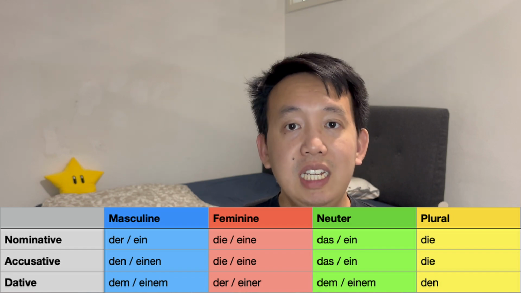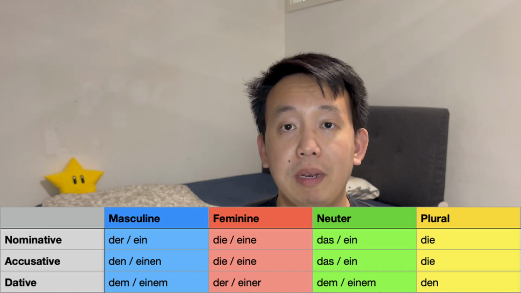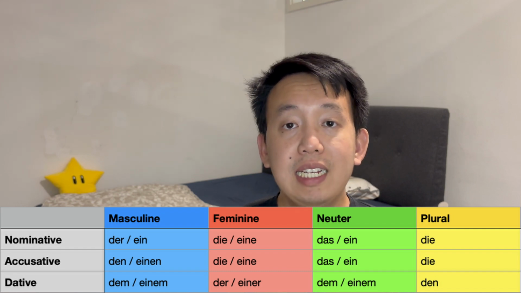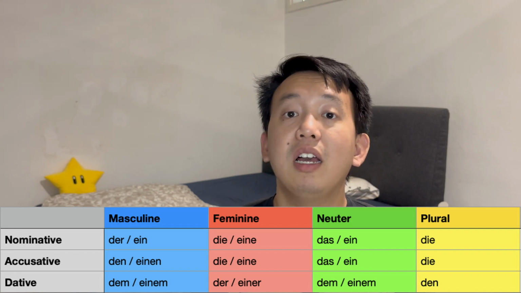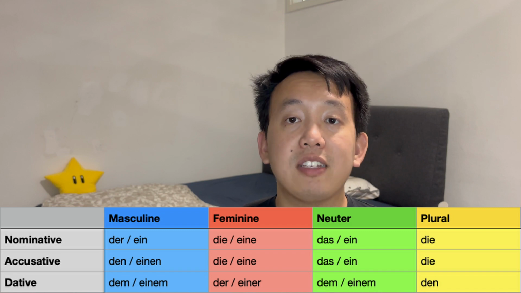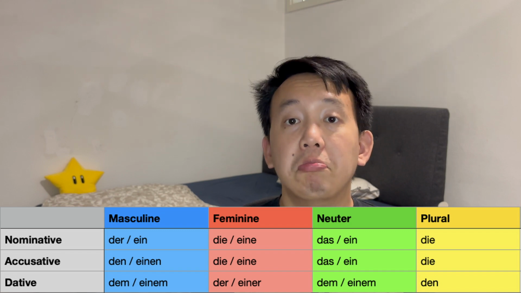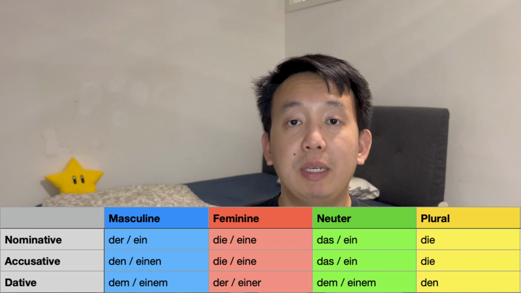So yeah, die in nominative will change to der for feminine nouns. And for the plural, die in nominative will change into den in dative, which is also the same word as in masculine accusative. A little bit complicated, but you get the hang of it. I mean, the accusative is pretty easy. You only need to remember the dative, basically.